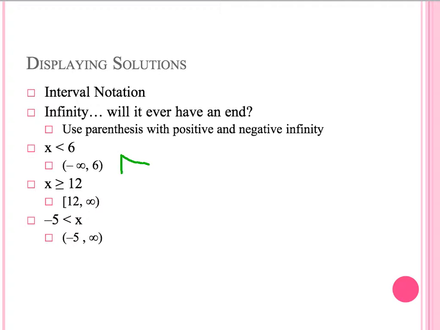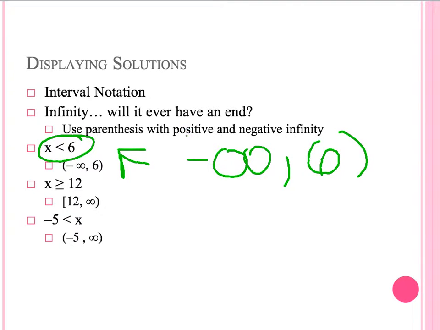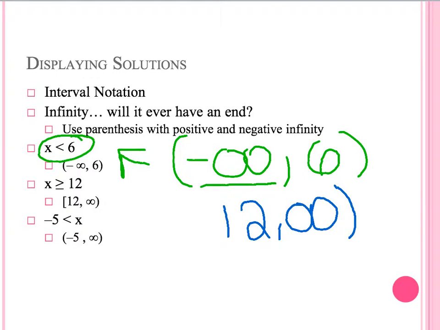Our answers below are written in interval notation. If x is less than 6, we know that x will be going off into negative infinity, and then we know there's 6. We will have a parenthesis around both pieces because it is less than and because we have an infinity. Our next problem, x is greater than or equal to 12, we know we will have a positive infinity because it is greater than a number, and we know that our infinities always have parentheses, and we know we always have 12 because that is our answer, and 12 needs a bracket because it is greater than or equal to.